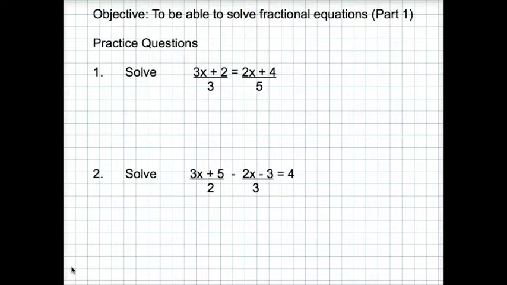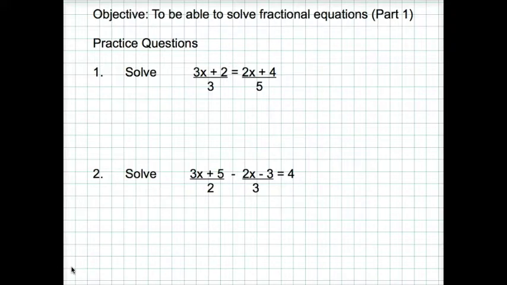Welcome to the practice questions on being able to solve fractional equations. This is part one out of two parts. Please have a go at part one first. What I'd like you to do now is to pause the video and have a go at these two questions. When you're happy with your results, then restart the video and see if you've made any mistakes when you go through the model answers. So if you pause the video now and have a go at questions 1 and 2.